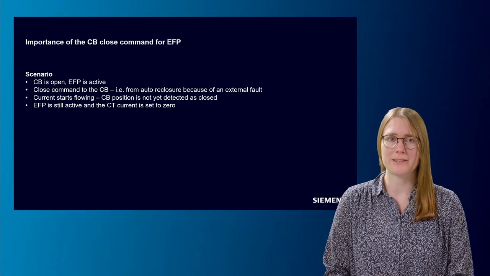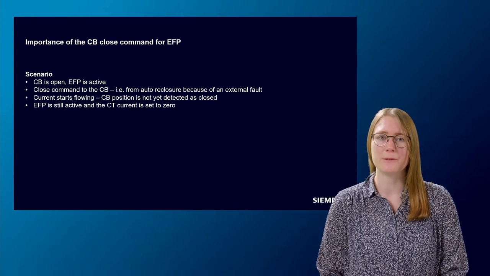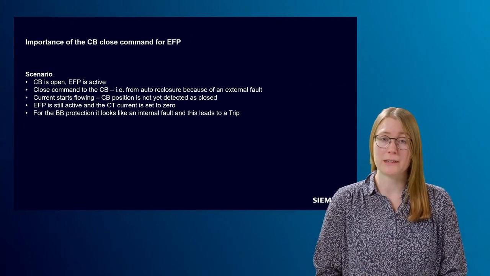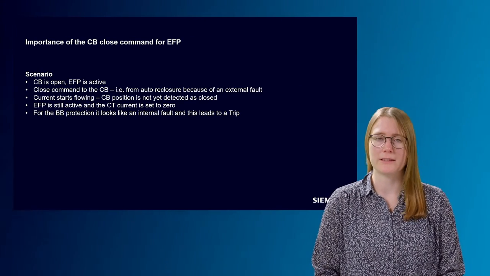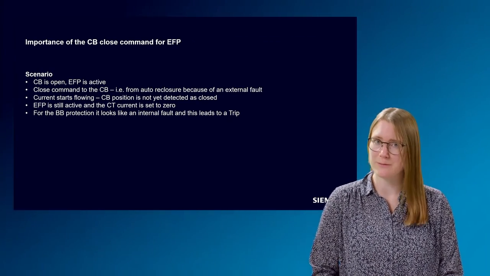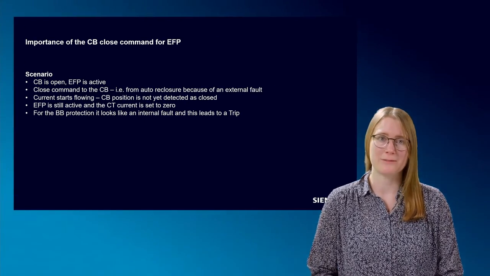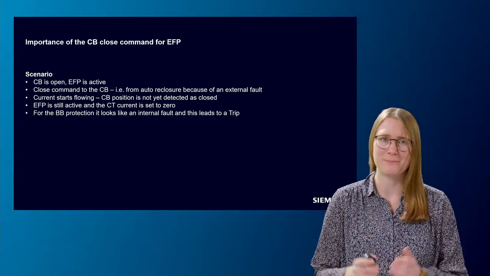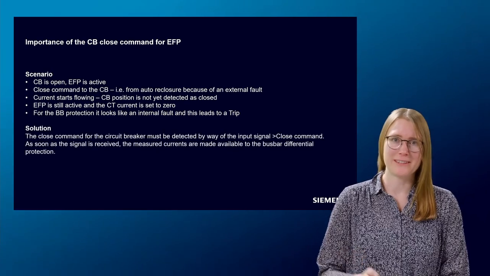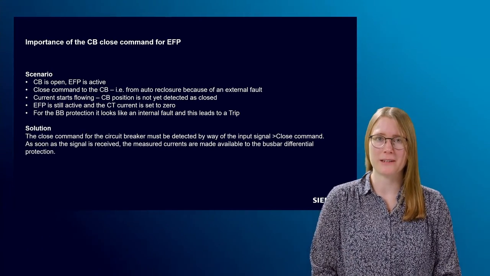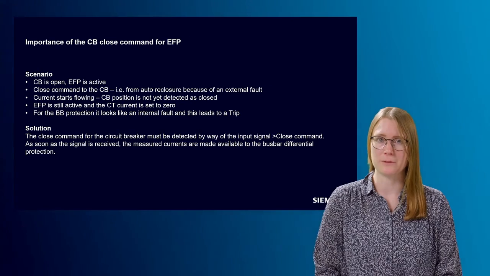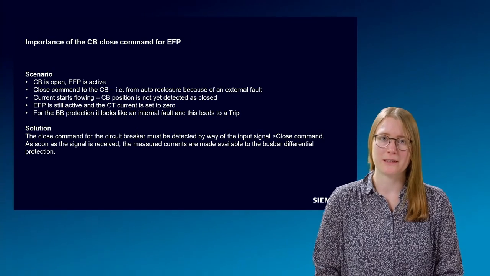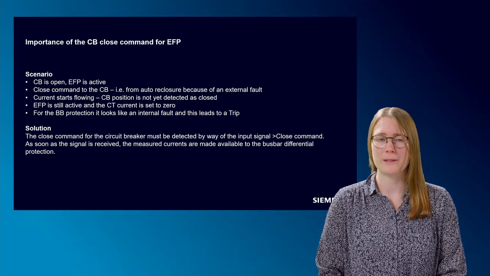That means the N4 protection is still active and the current is removed from the measuring system. For the busbar protection, this looks like an internal fault and this leads to an unnecessary trip. Rainer told me from his experience this happened once or twice a year that the customer reported such a, in quotes, small trip. The solution is easy. The close command for the circuit breaker must be wired to the respective binary input signal closed command. As soon as the signal is received, the measured currents are made available to the busbar differential protection.